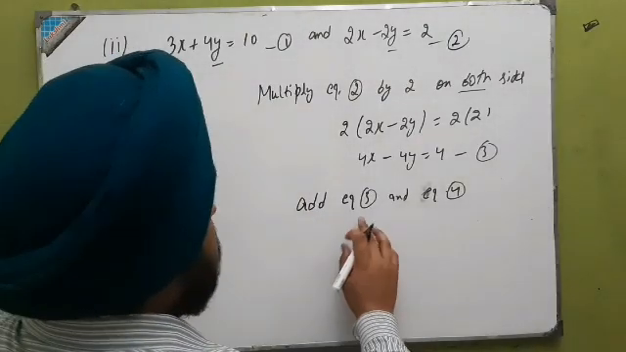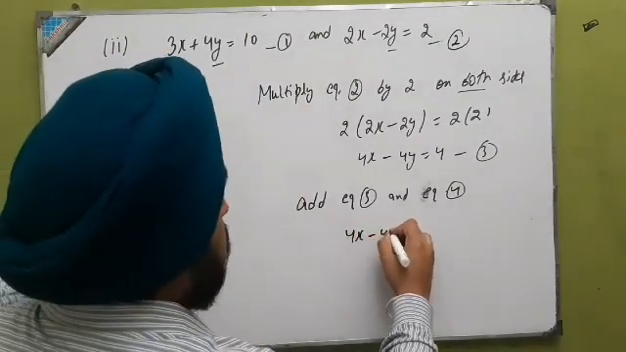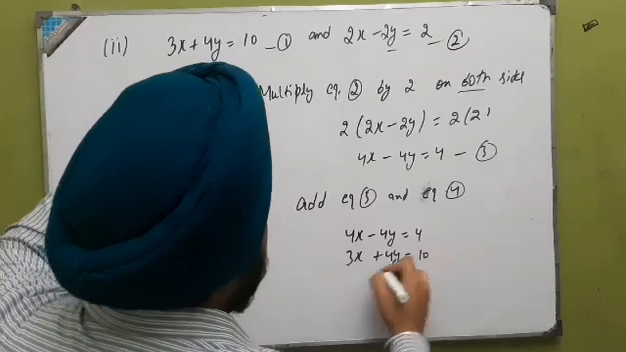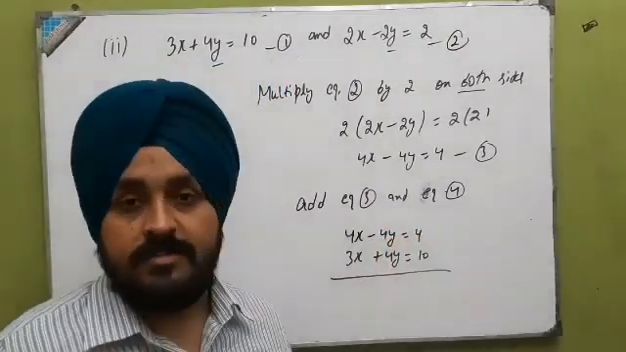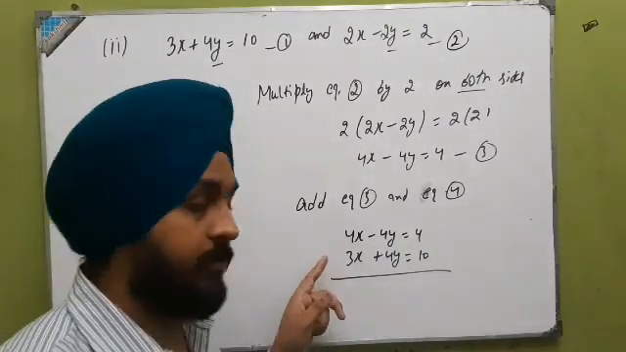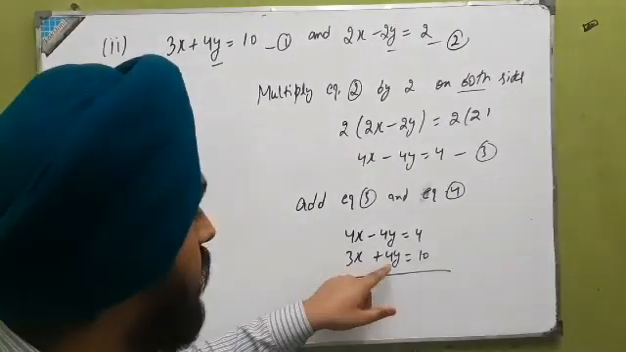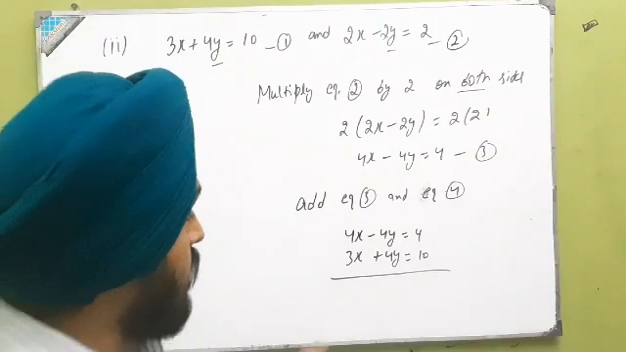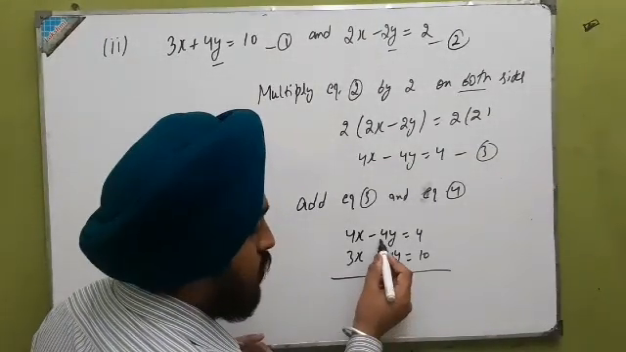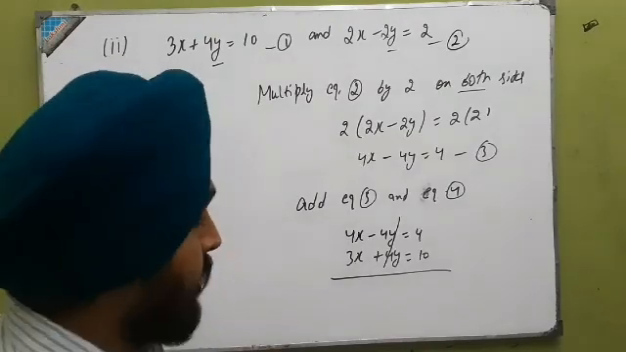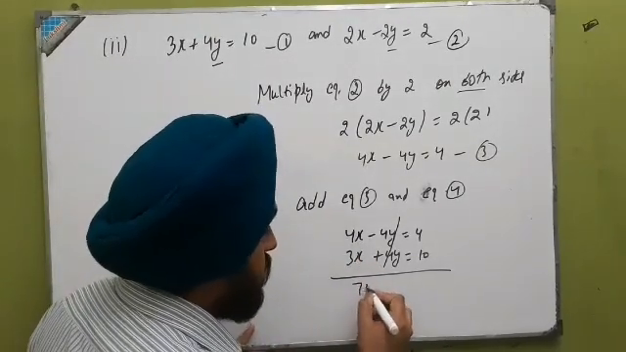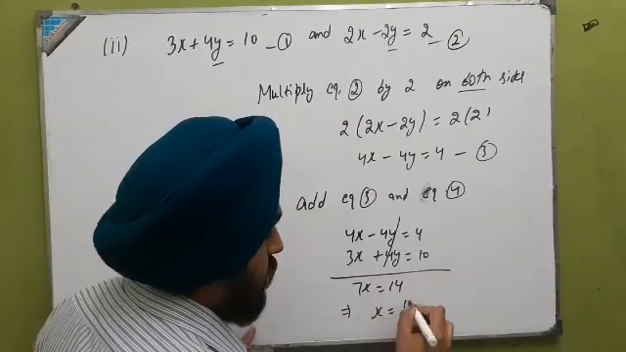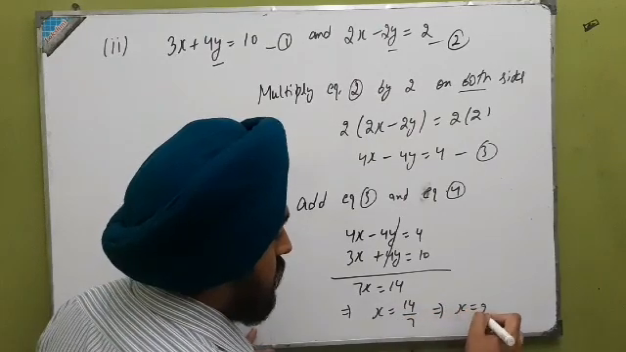So we can add here equation 3 and equation 4. 4x minus 4y is equal to 4. 3x plus 4y is equal to 10. Keep in mind, don't change the sign here. In the previous question you changed the sign of that equation, but we are adding here. So while you are adding, there will be no change in the sign. So minus 4y and plus 4y eliminate each other. Clear? So 4x plus 3x gives you 7x. 4 plus 10 gives you 14. It implies x is equal to 14 over 7. So the value of x there is 2.